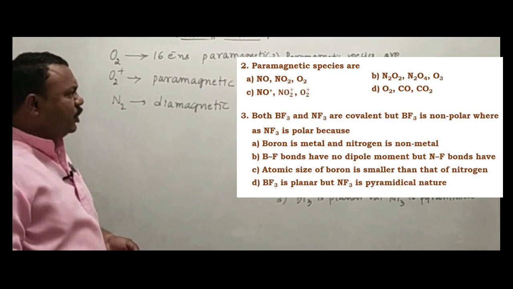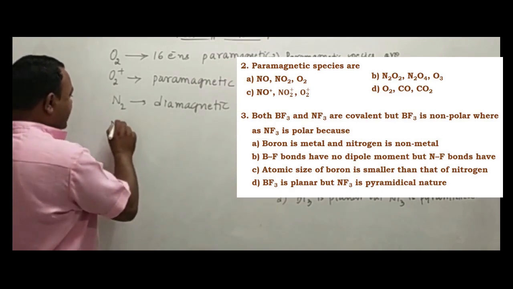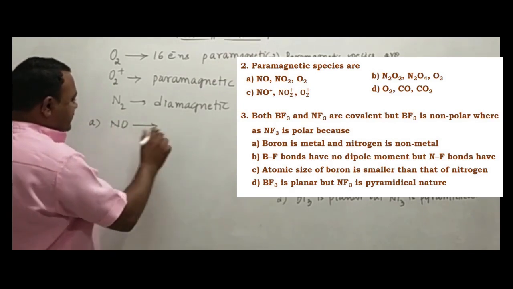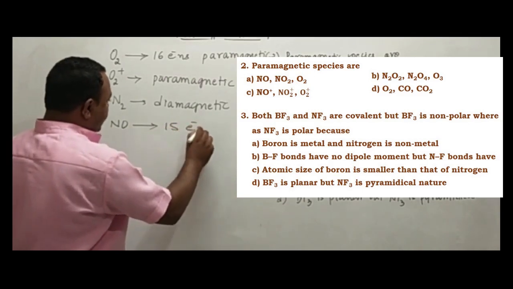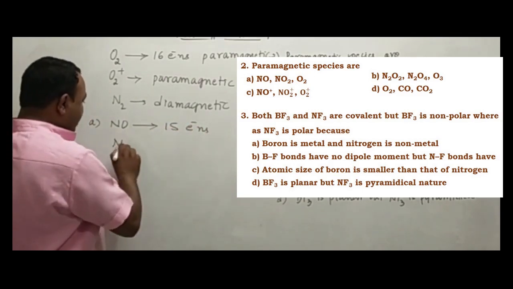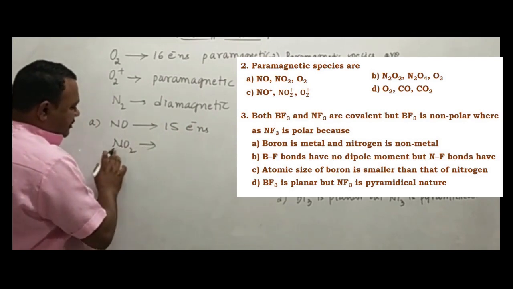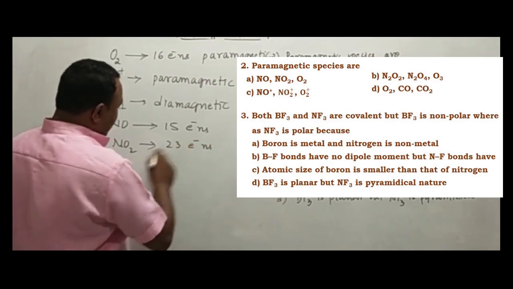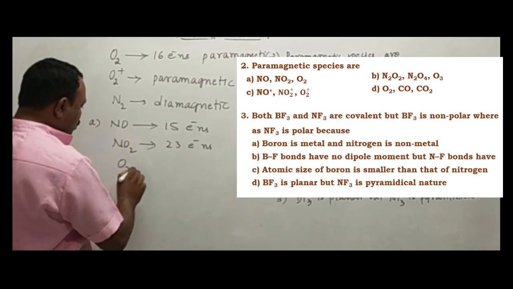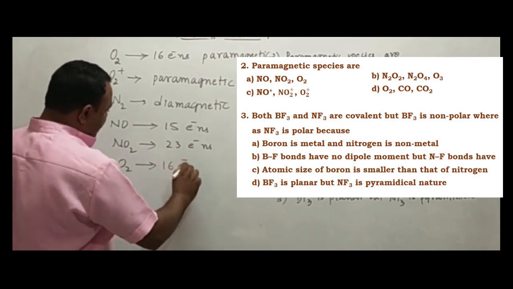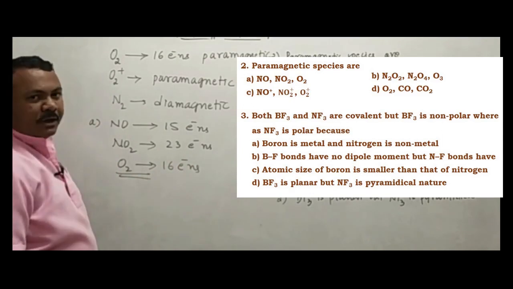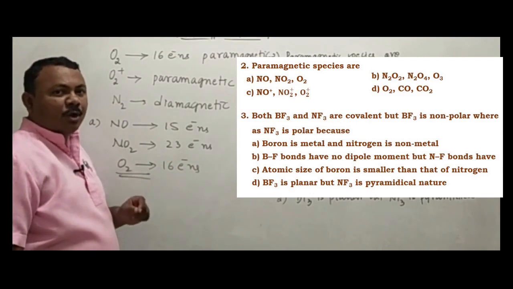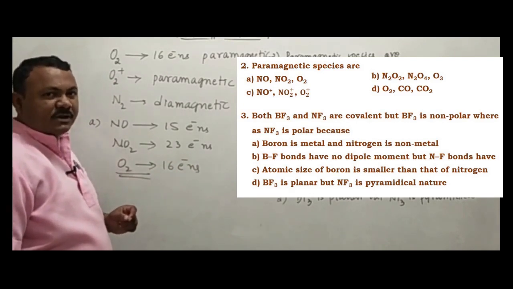Okay, look at the options. Option A. In option A, we have NO. Total number of electrons in NO: 7 plus 8, 15. Odd number of electrons. Therefore, definitely NO is paramagnetic. NO2, if I take 16 plus 7, we are getting 23. Therefore, it is paramagnetic. Similarly, O2 contains 16 electrons. I told you O2 is a paramagnetic molecule. Therefore, we go for option A. Option A includes all molecules as paramagnetic molecules. So this is question number 2.